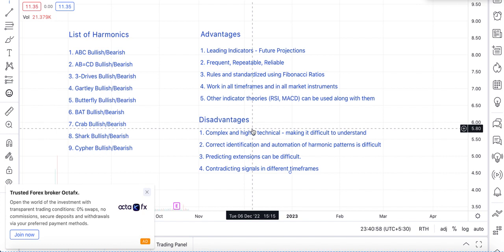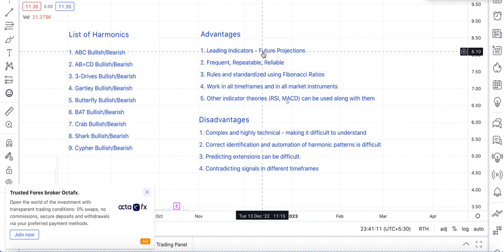Now coming back to the advantages and disadvantages of harmonic patterns, we'll first go with the advantages and then slowly come to the disadvantages. The first advantage of a harmonic pattern is that it's a leading indicator. What we mean by leading indicator is that it can help you predict the future price of a particular stock.